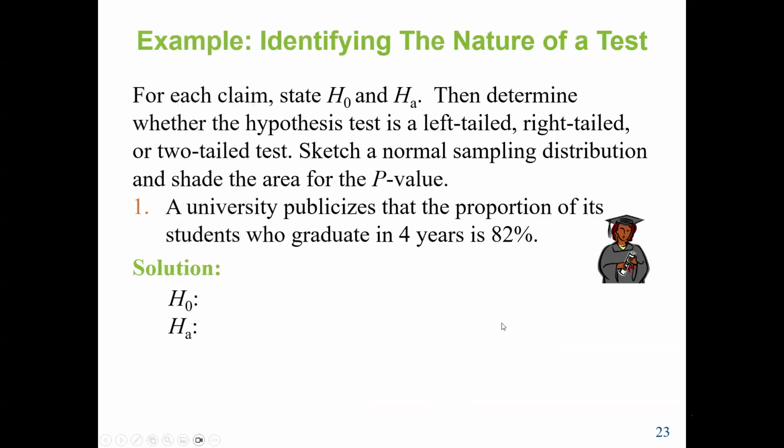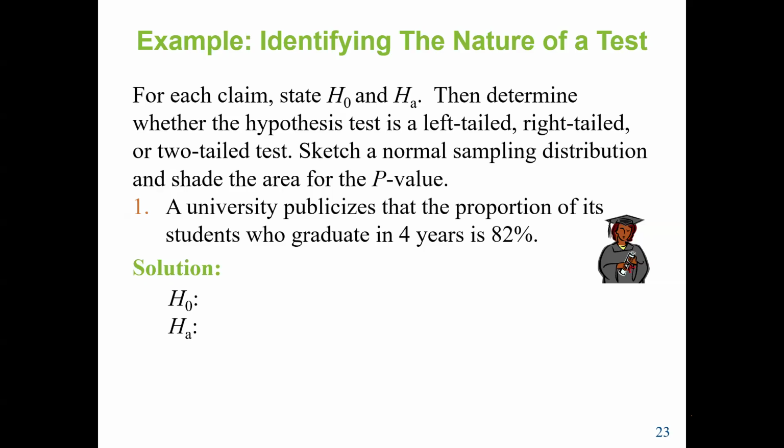Okay, so now let's see an example to identify the nature of a test. They say for each claim, we should state the H0 and HA. Then we should determine whether the hypothesis test is a left tail, right tail, or two tail. Then, if possible, sketch your normal sampling distribution and shade the area for the p-value.